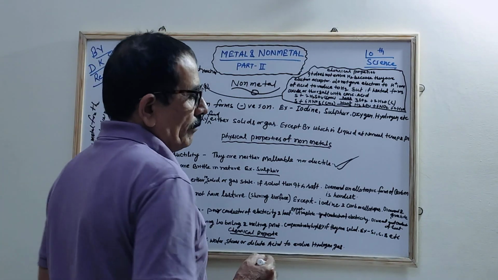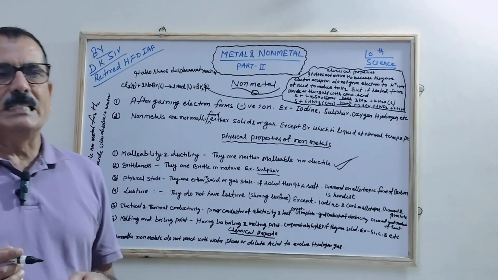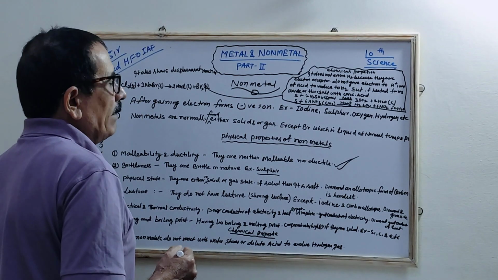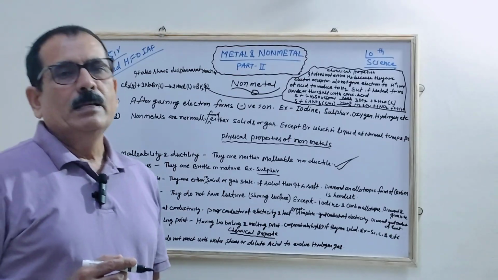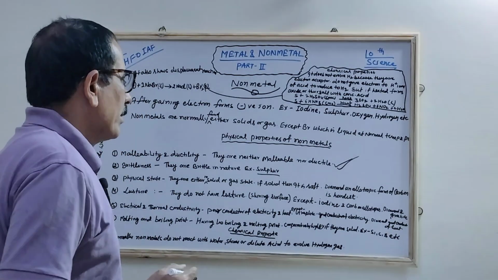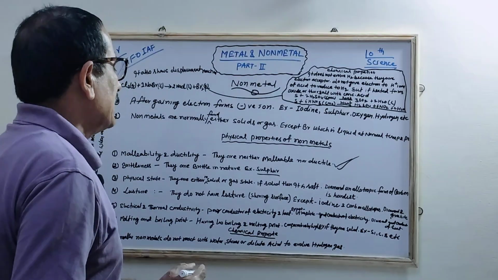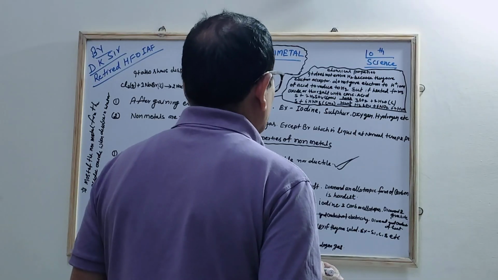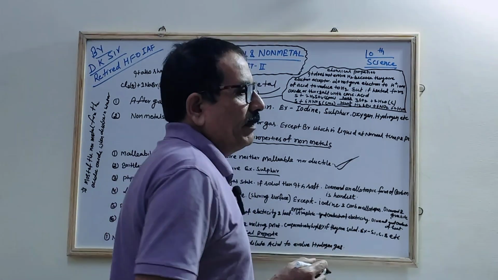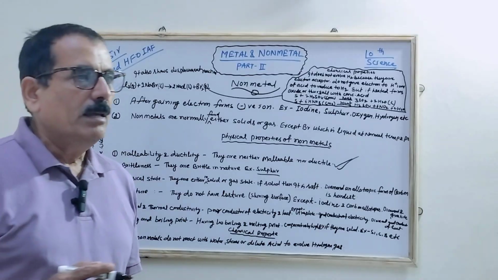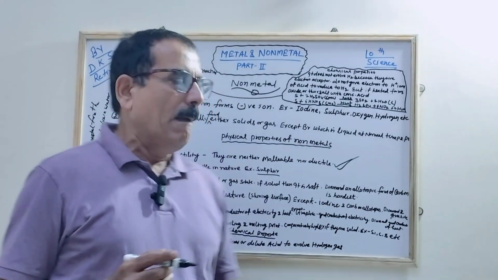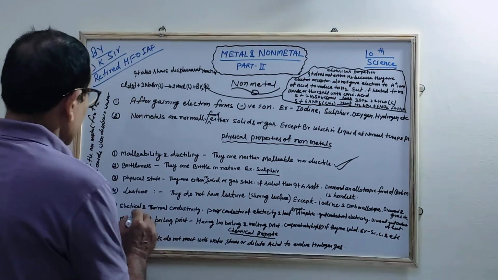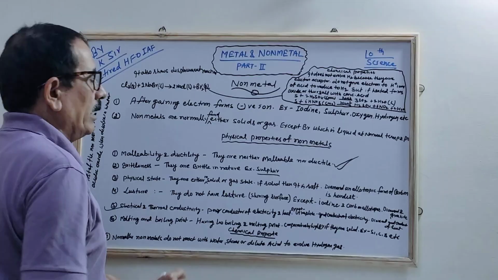Next is luster. Luster is the property by which the surface keeps shining. But non-metals do not have luster, which means they don't have a shiny surface. The exception is iodine. The carbon allotropes, diamond and graphite, being non-metal allotropes, are still shining, correct?